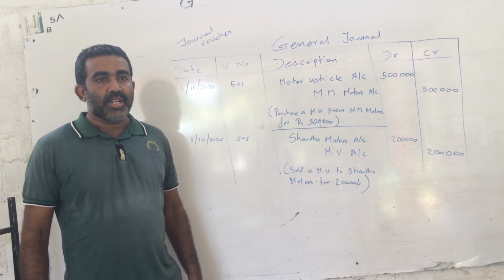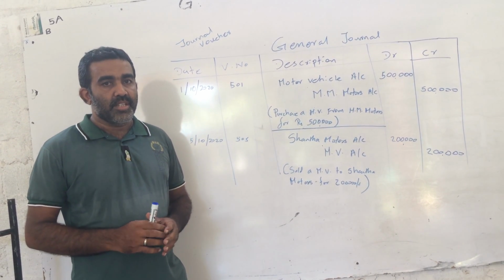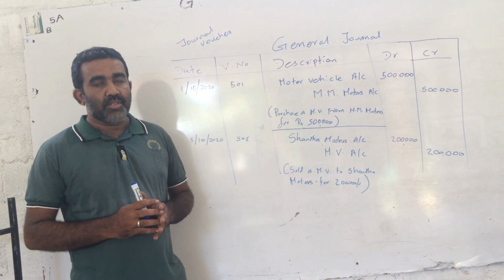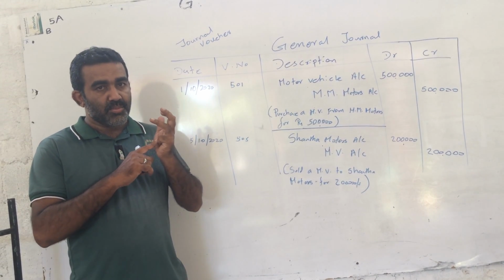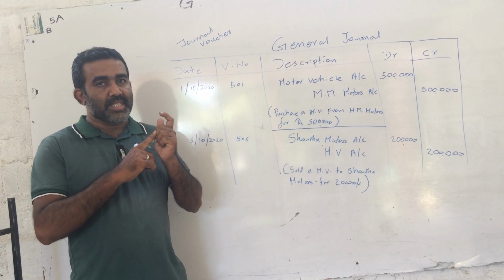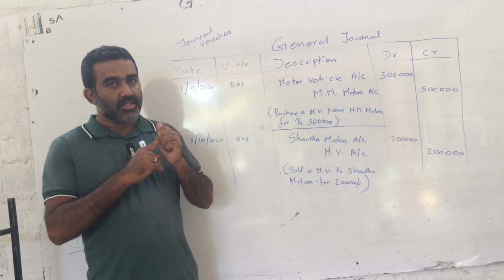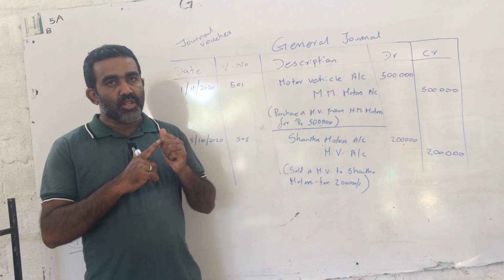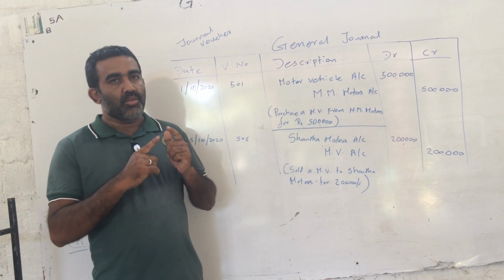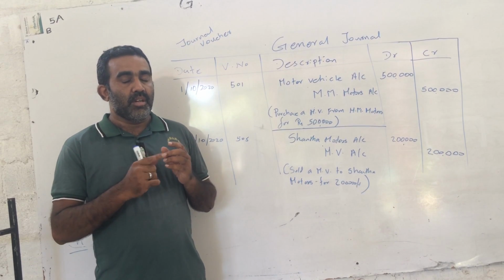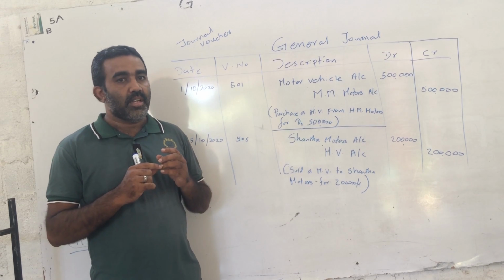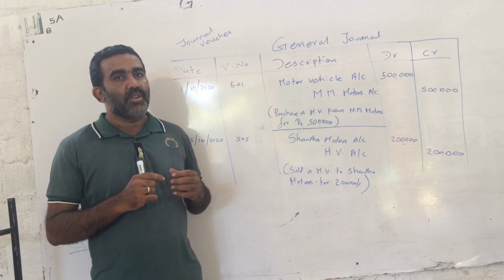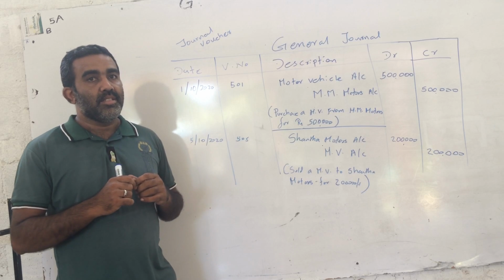Hi guys, for grade 10 students, so far we have studied prime entry books. Those are the cash book, petty cash book, purchase journal, and sales journal. As supporting documents, we use receipts and payment vouchers. In this case, the fifth one we are going to study is the general journal.